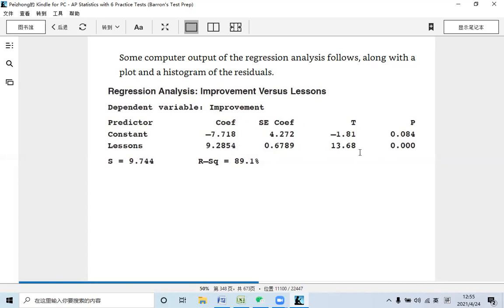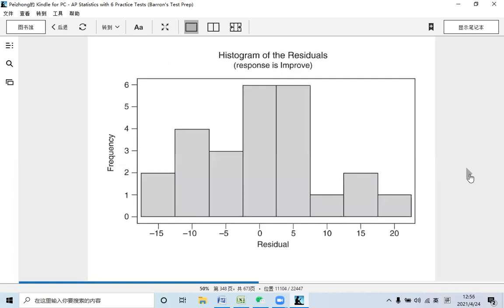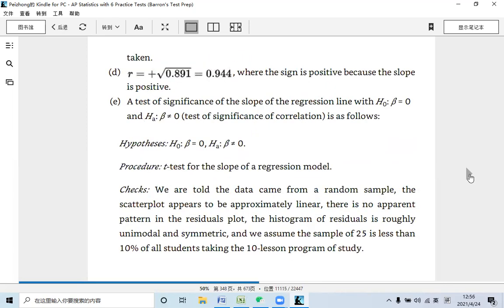If not by random chance, it's more likely to be produced by how many lessons you take, how many classes you take. You want this p-value to be small in order to have a significant result. And you eyeball this p-value. This p-value is smaller than 0.05. So it is indeed statistically significant. Yeah, it's all about reading the chart, reading the graph, getting the information.